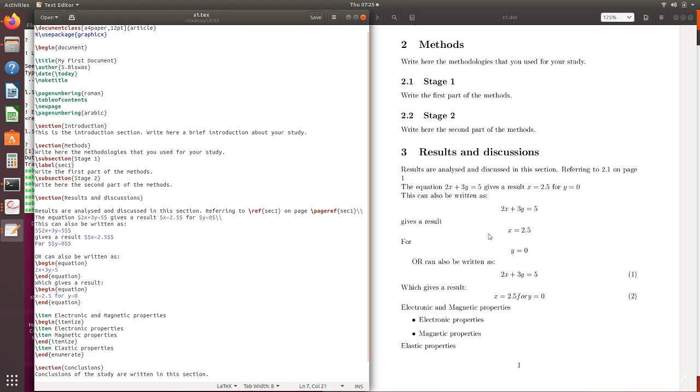This is the output. This can also be written on this line: you use a pair of dollar signs before the equation, and after the equation another pair of dollar signs. In all these cases it will produce 2x plus 3y is equal to 5, and this gives the result x is equal to 2.5 for y is equal to 0.